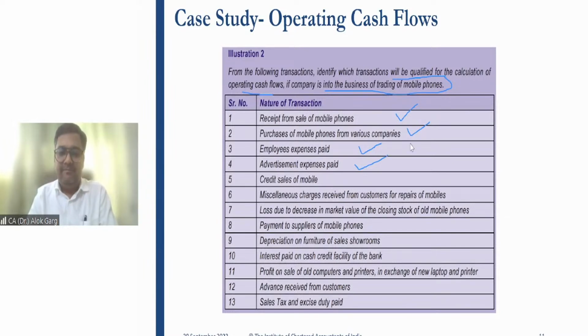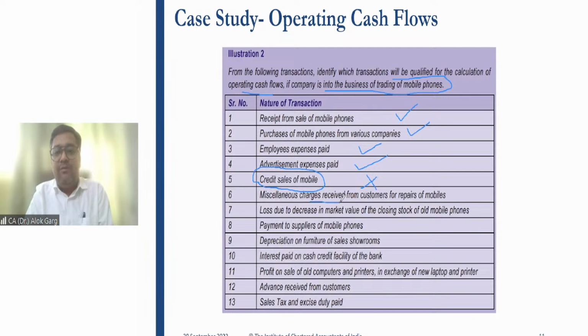Credit sale of mobile. Is it a cash flow from operating activity? You have sold the mobile, but you haven't received any cash. So if you have not received any cash, what is your operating cash flow? There is zero. You remember my first example where the entire sale was on credit basis, so the cash collected from customer was zero. So it is not a cash flow from operating activity because there is no cash flow.